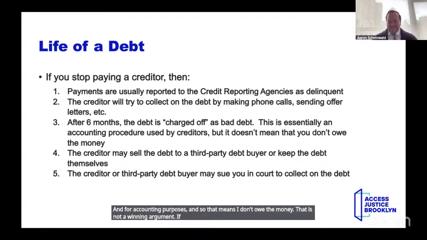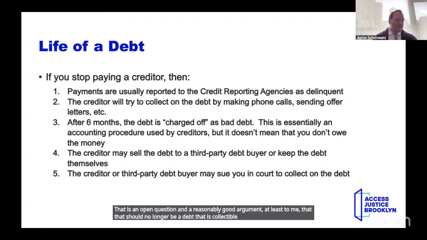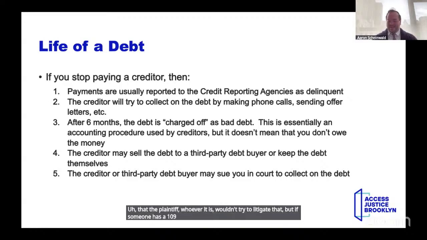If you filed your taxes and you claimed, because you have to, that forgiven debt as effective income and then paid taxes on that, that is an open question and a reasonably good argument, at least to me, that that should no longer be a debt that is collectible. However, I am sure that because that is not a settled question, at least in the part of New York City that I am working in, the second department, the plaintiff, whoever it is, wouldn't try to litigate that. But if someone has a 1099 and they say that they filed taxes, that is an issue worth pursuing. In any case, moving on.